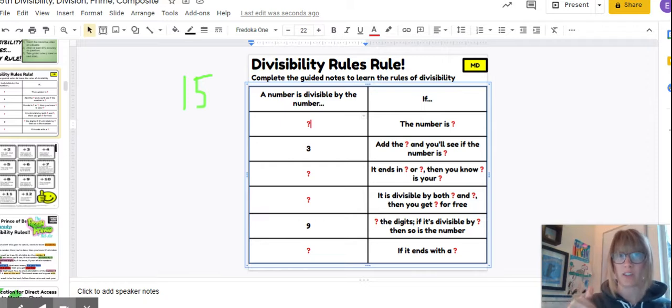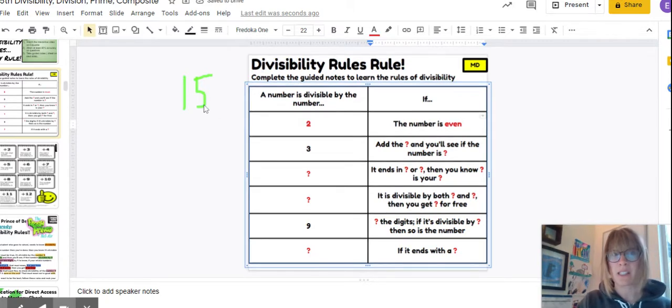can ask ourselves these sort of questions to determine if it is divisible or if it is not divisible evenly, meaning it can be divided with no remainders by this number. So a number is divisible by the number 2 if the number is even. So is 15 even? Does it end in an even number, 0, 2, 4, 6, 8? No, it doesn't. So 15 is not divisible by 2.